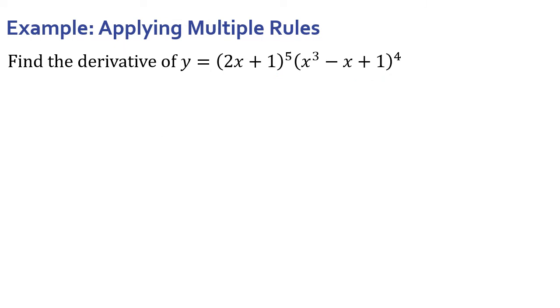Okay, so now let's look at a problem where we're going to have to apply multiple rules. So find the derivative of 2x plus 1 to the 5th power times x cubed minus x plus 1. Okay, super yuck. So the first thing that I see is I have two things that are getting multiplied together. So the first thing that I'm going to use is the product rule. So product rule, dy over dx equals f of x, so the first function times the derivative of the second plus the second times the derivative of the first.